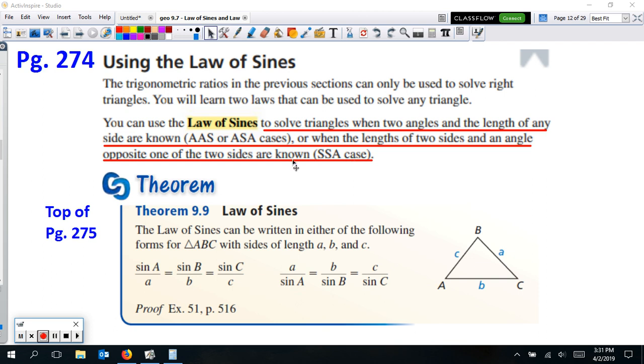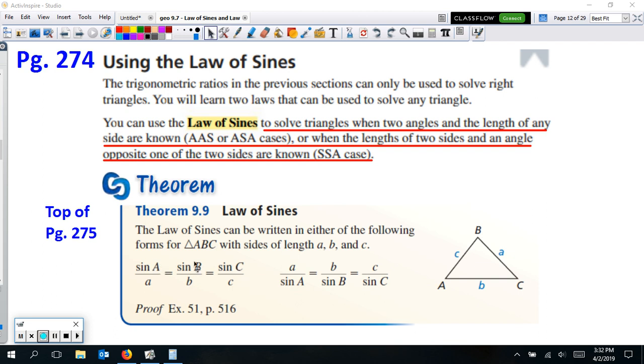Basically, if you got either two angles and a side or two sides and an angle, you can use the law of sines for this. And this is the law of sines in this theorem. You can see it's basically three fractions equal to each other. So you have the sine of A over side A, sine of B over side B, sine of C over side C. So you have your angle measures here next to the sines.